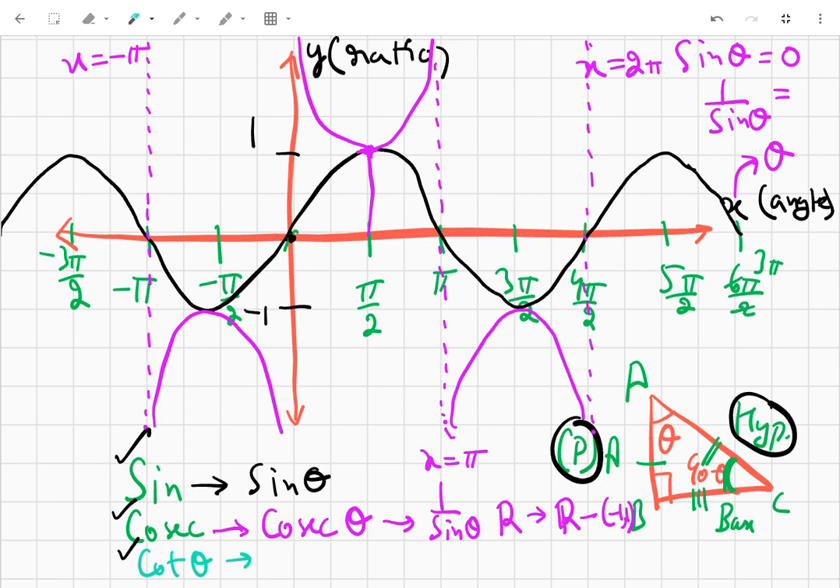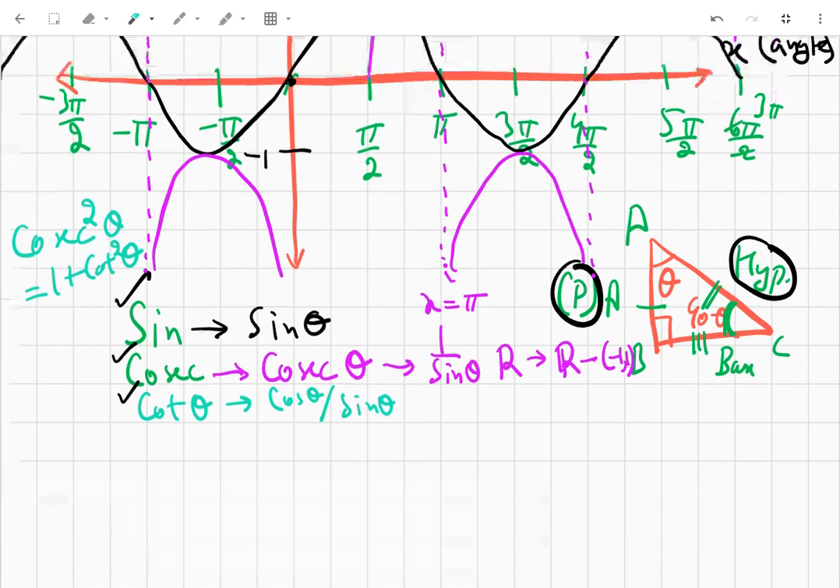Cot theta is, as you know the identity, cosecant square theta is 1 plus cot square theta, right? So they are related like that. Okay. So cot theta is what? Cos theta over sine theta. So again, the same thing. When sine theta is 0, cot theta is not defined.